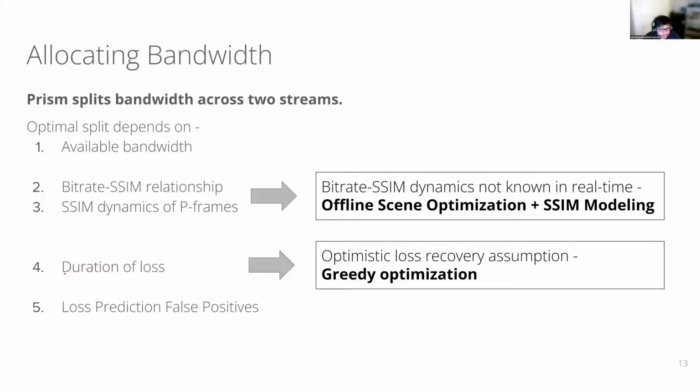The second problem is that the duration of loss is not known in real time. You don't know how long the loss is going to last in the future, and this is important because we need to care about how the p-frame video quality converges after loss recovery is over. So in order to handle this, Prism's optimization uses an optimistic assumption where essentially the allocation for each frame assumes it's the last frame in loss recovery. And this is also used in real time.